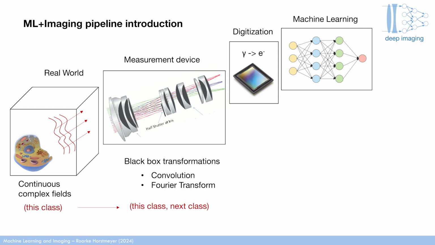Okay. And so this class and next class, we're going to talk about continuous math to describe radiation, because it's important to really understand that, to then understand how it's digitized into a discrete function. Really next class, we'll talk about how we're going to model our imaging systems as black box shift invariant transformations. But that will lead us into these ideas of convolutions and Fourier transforms.